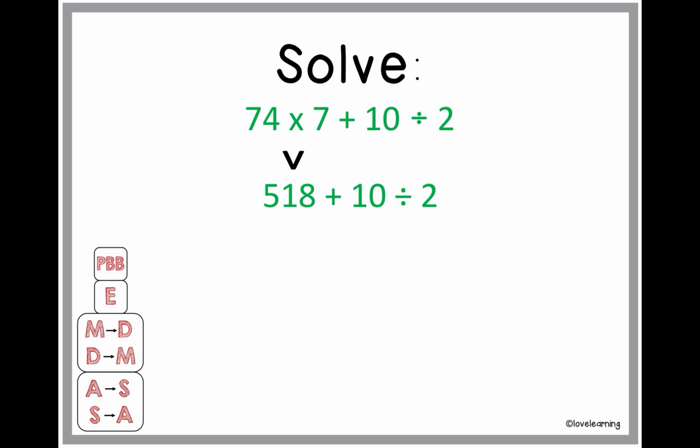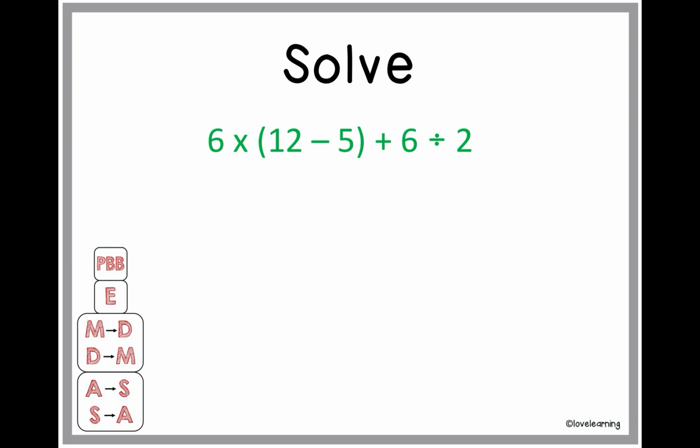Now, oh my stars here, friends, look at this. I've got adding and division. What am I going to do next? Do I have any parentheses, exponents, multiply, divide? I'm going to divide first. So I'm going to do 518 plus 5. 10 divided by 2 is 5, and the answer is 523. That one was tricky. Did you get it?